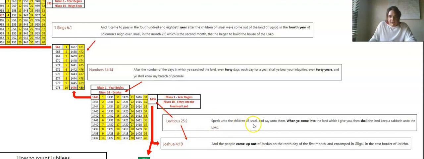Numbers 14:34. After the number of the days in which ye search the land, even 40 days, each day for a year shall ye bear your iniquities, even 40 years, and ye shall know my breach of promise. So from this year to the 40th year after that, 1406, they were wandering in the wilderness.